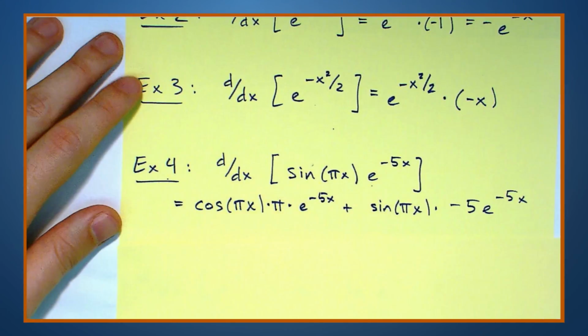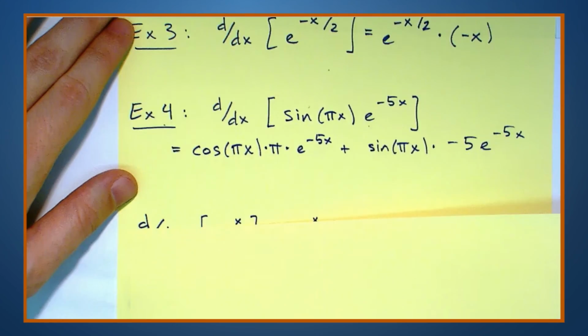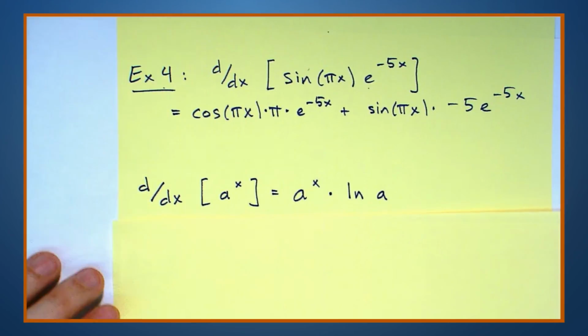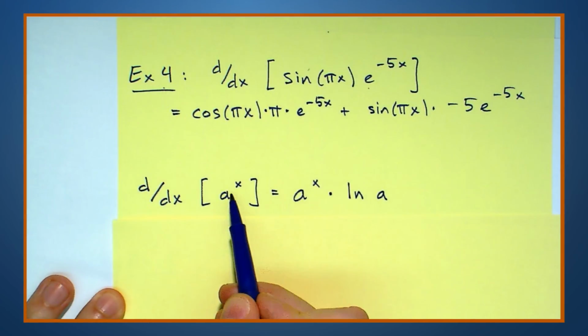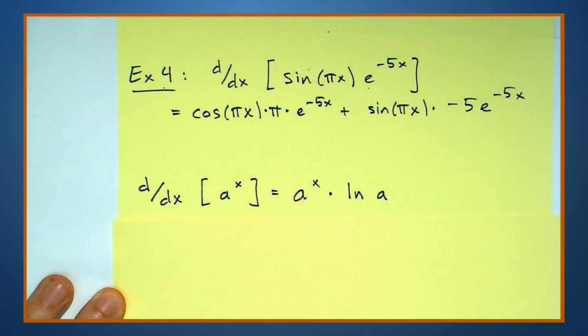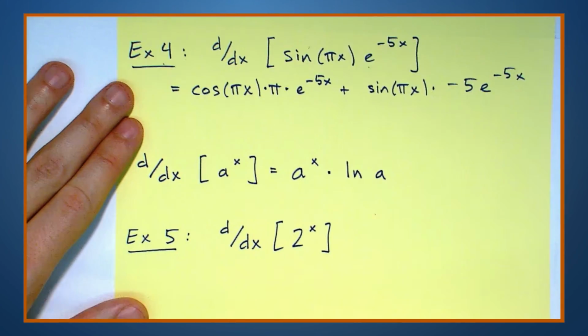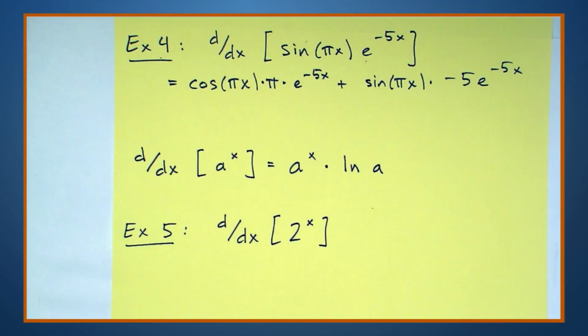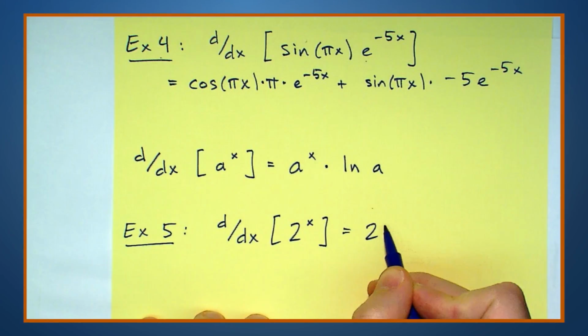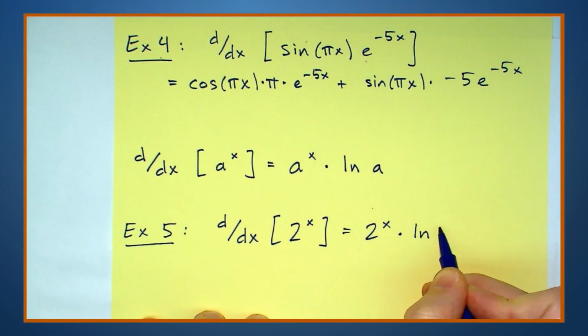Finally, I'd like to remind you what happens when we don't have the special number e as our base. In general, with a number a as the base, the derivative of the exponential function a to the x is a to the x times the natural log of a. So a simple example of that is the derivative of 2 to the x is going to be 2 to the x times the natural log of 2.